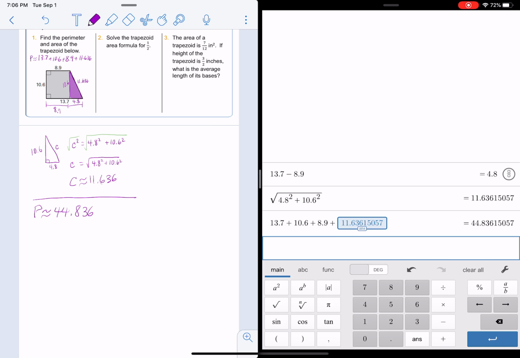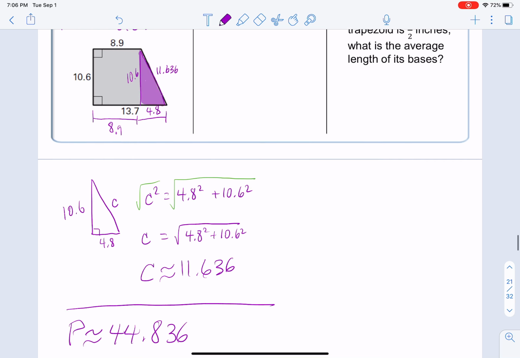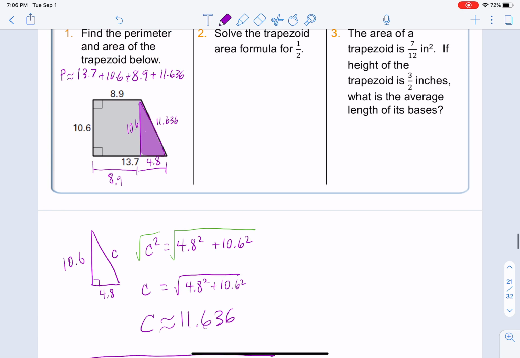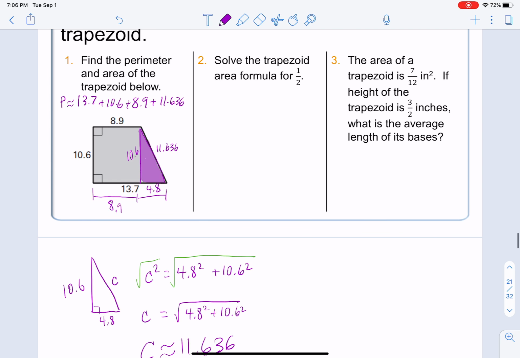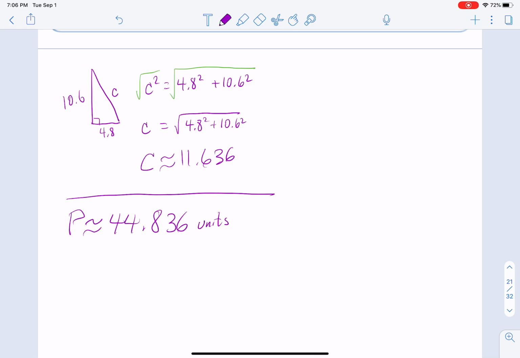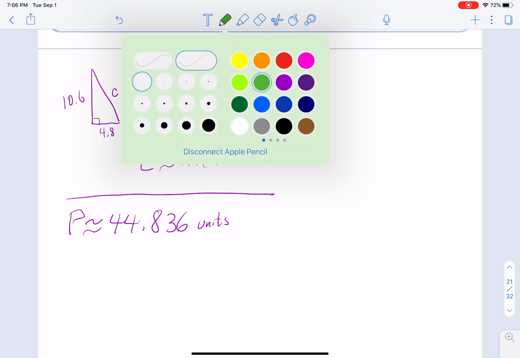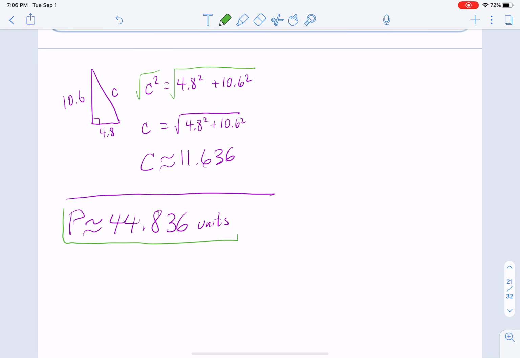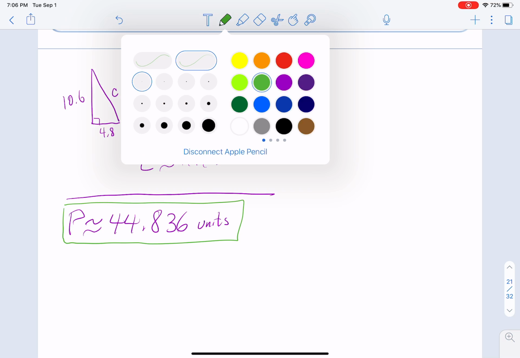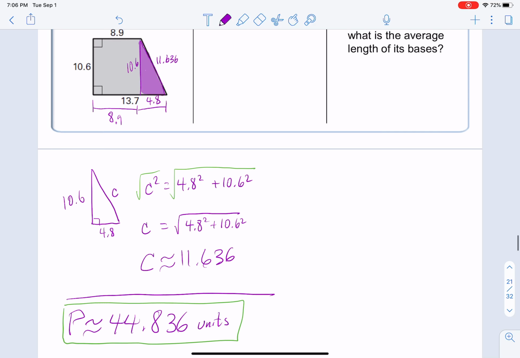And, of course, this is a perimeter. Each one of these lengths, it's not even indicated. So what am I supposed to use for a unit? That's right. Units. That's it. Just generic units. If something is not indicated, just use that word or the letter U. Perfectly acceptable. All right, then.